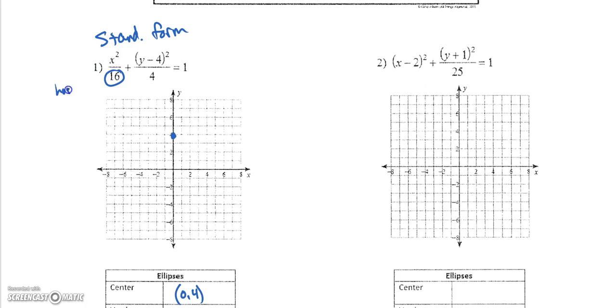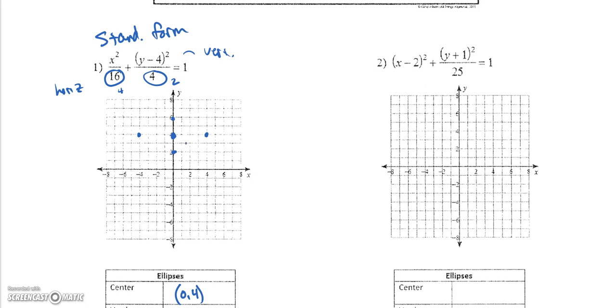So this is going to control horizontal. How do I know that's going to control horizontal? Well, it's underneath x. X is our horizontal variable. So take the square root of 16, which is 4, which means I'm going to go 4 units in the horizontal direction. So I will go 1, 2, 3, 4 units right, 4 units left. And we'll talk about this in a minute or two, but those are going to represent either my vertices or my covertices. Y is going to represent vertical, because that moves up and down. This 4 value, let's take the square root of it, which is 2, and we're going to move 2 units up and down.